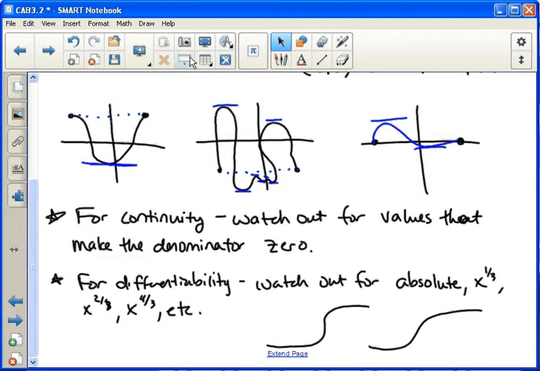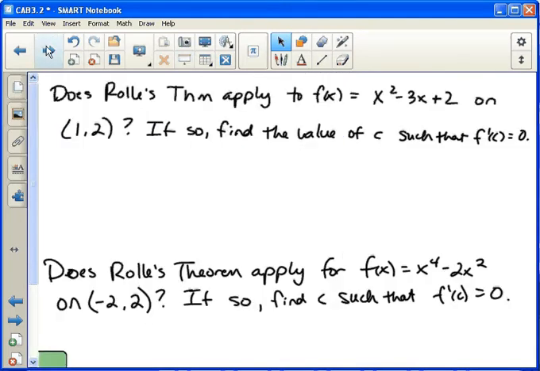So as we look at this problem, none of those red flags show up. There's no denominator, there's no absolute value, there's no x to the 1/3 or 3/3 or 4/3 or whatever, nothing like that. So this function is continuous and differentiable. It's actually just a parabola, nothing that complicated. So we know it covers the first two requirements.